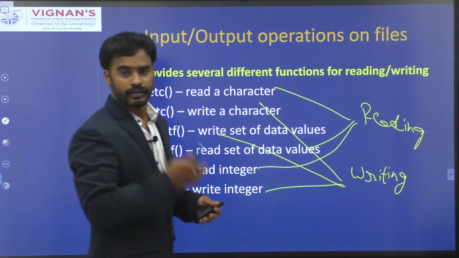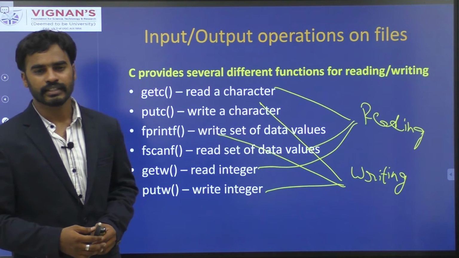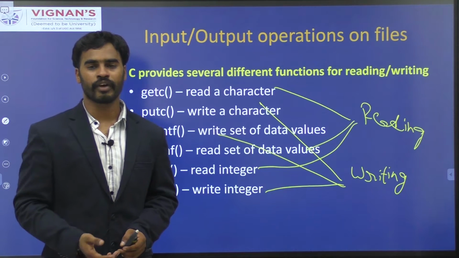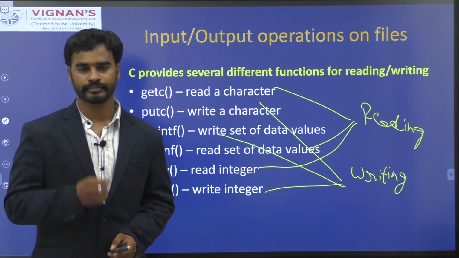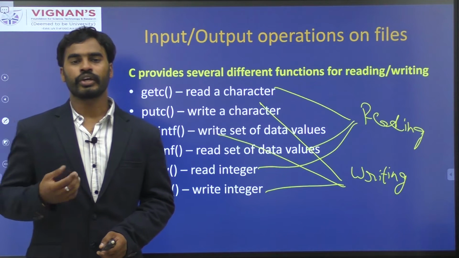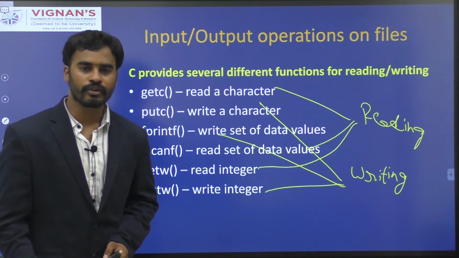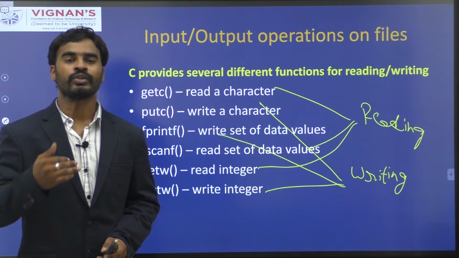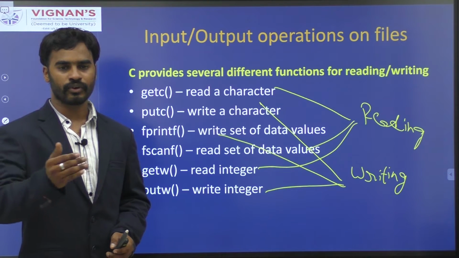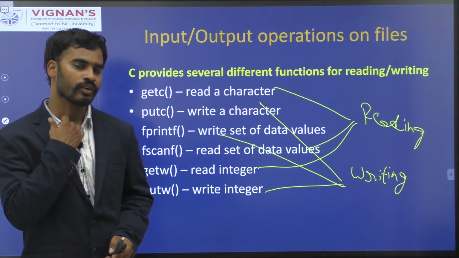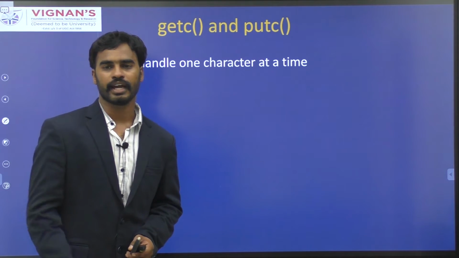Okay, getC function, fscanf function, getW function. You can use these 3 functions if you want to read data from the file. In the same way, you can use putC function, fprintf function, putW function if you want to write data to the file. Okay, there is a difference between all these 6 functions. I will tell you one after another. First, we will see what is getC and putC.